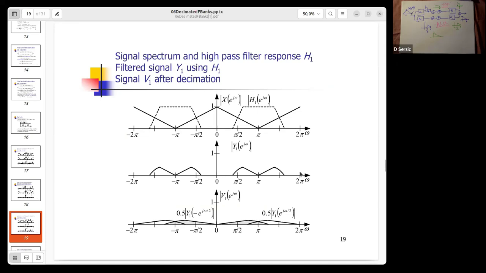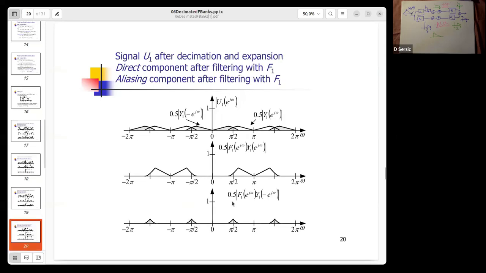Okay, let us see what happens on the high pass side. High pass filters are also not ideal, so this part is nicely cut, but here we have some transition area that goes over the pi half. After the decimation, we have two terms, and these two terms mix together. So we have a white one and a gray one.